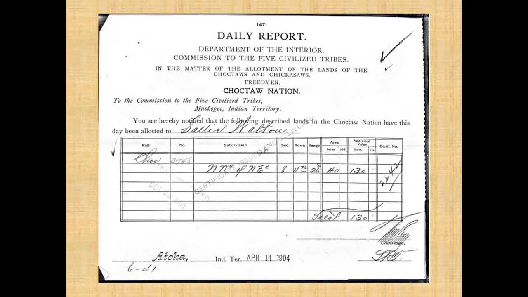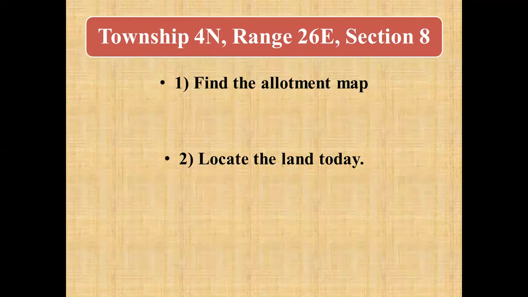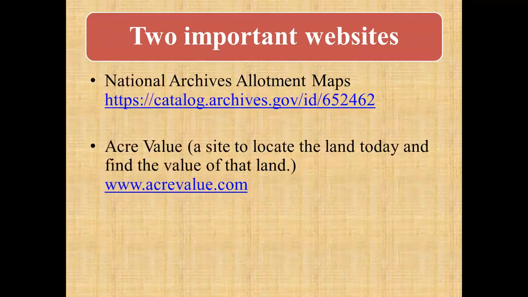You see something right in the middle where it says subdivision: the northwest quarter of the northeast quarter of Section 8, Township 4 North and Range 26 East. So, Township 4 North, Range 26 East, Section 8. Well, going to find the allotment map first, and we want to locate the land today.